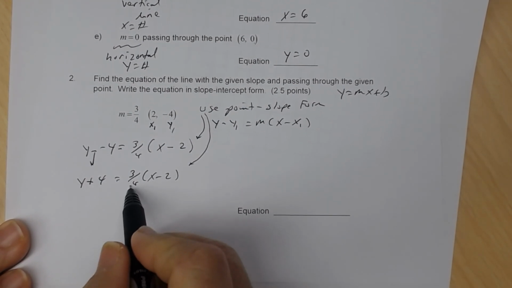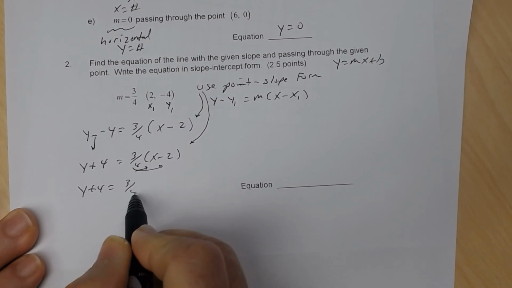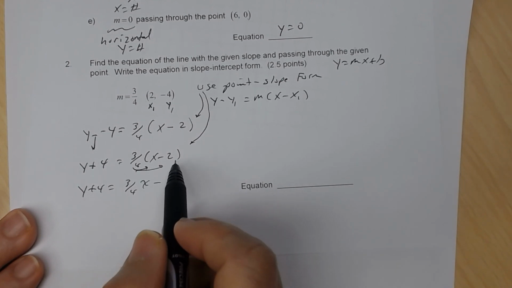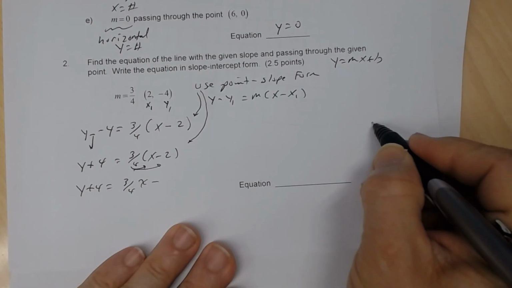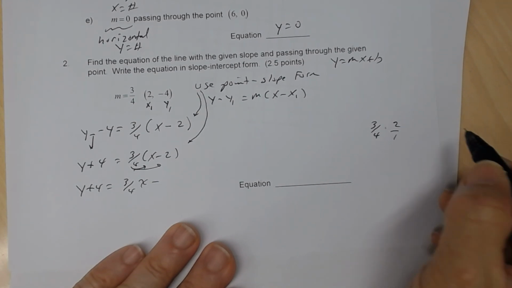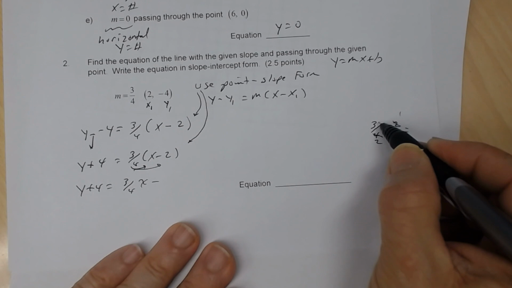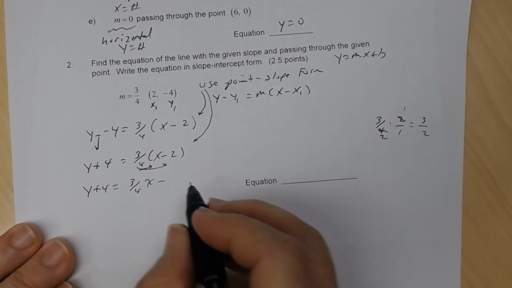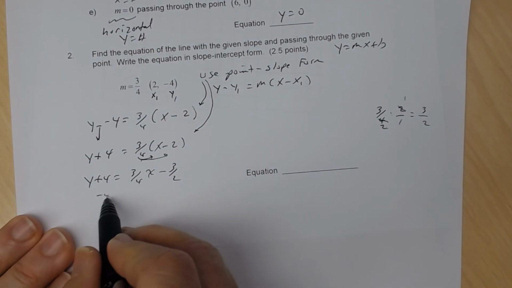So I'm going to distribute the 3/4. So I get y plus 4 equals 3/4 x minus 3/4 times 2. Really, it's -2, but I already have that subtraction here. So I'm just going to see what 3/4 times 2 is, and then I'm going to reduce. 2 into 2 is 1, 2 into 4 is 2. So 3 times 1 is 3, 2 times 1 is 2. So that becomes 3/2. Then to get y by itself, I'm going to subtract 4 from both sides.